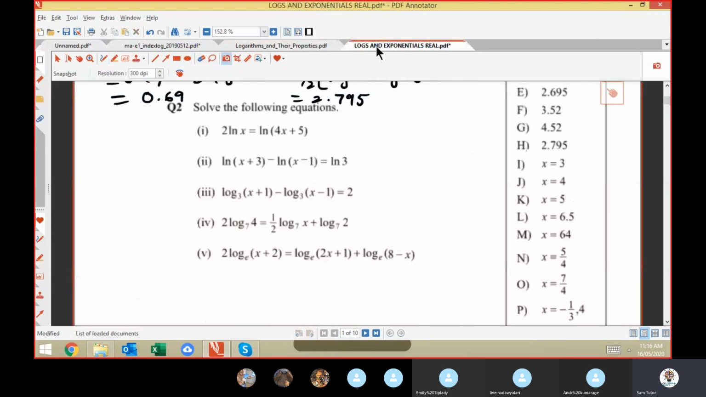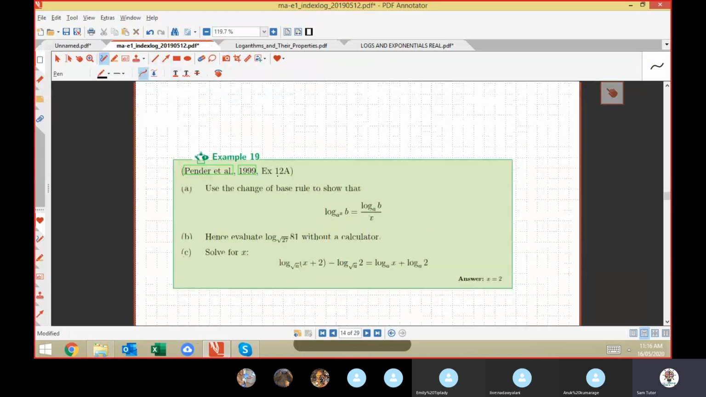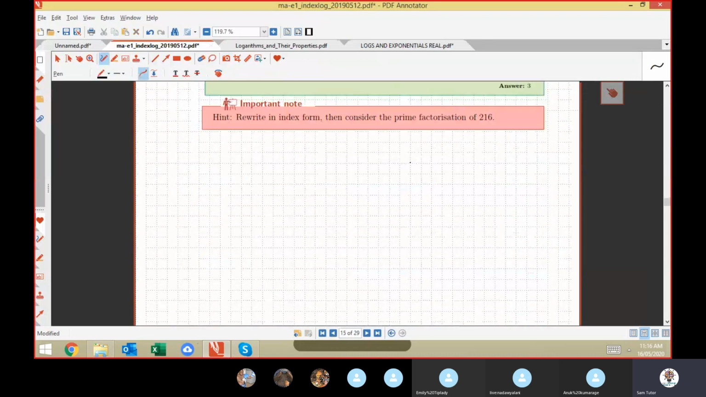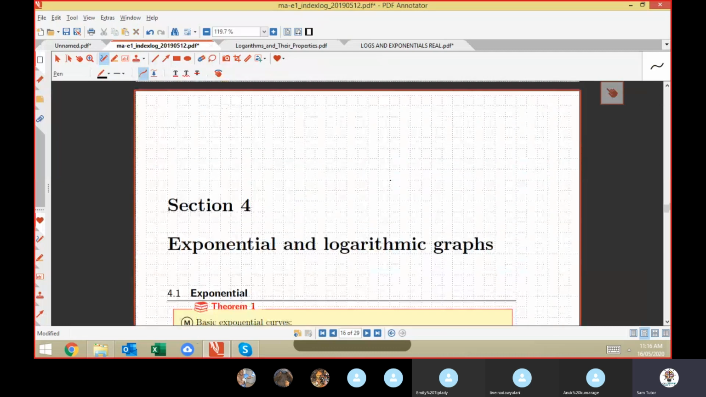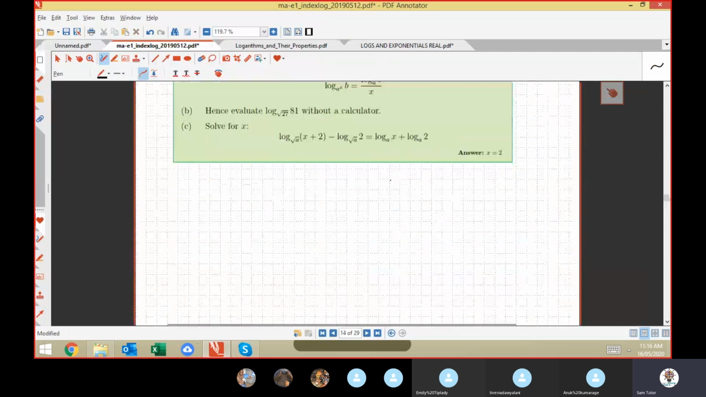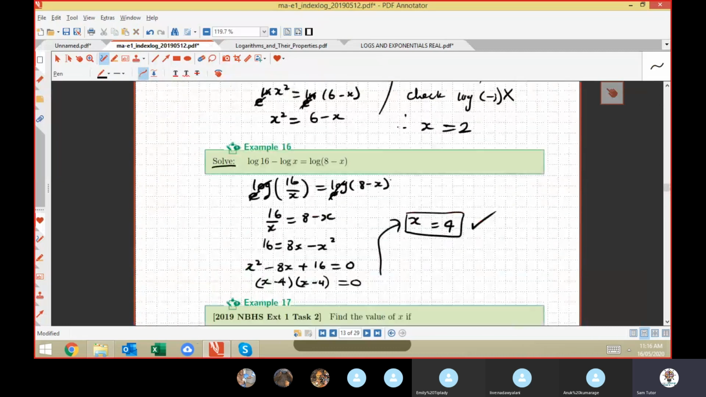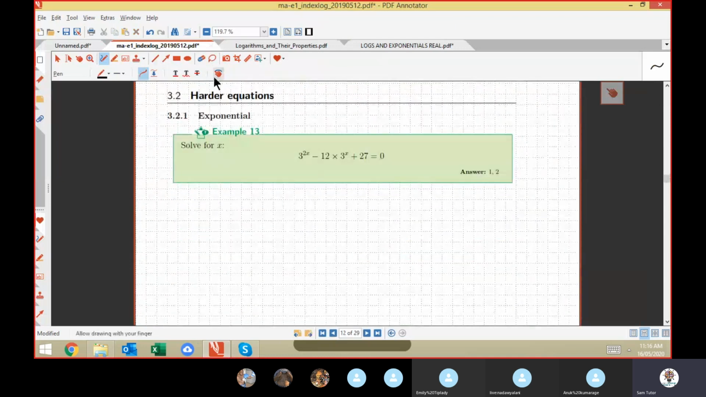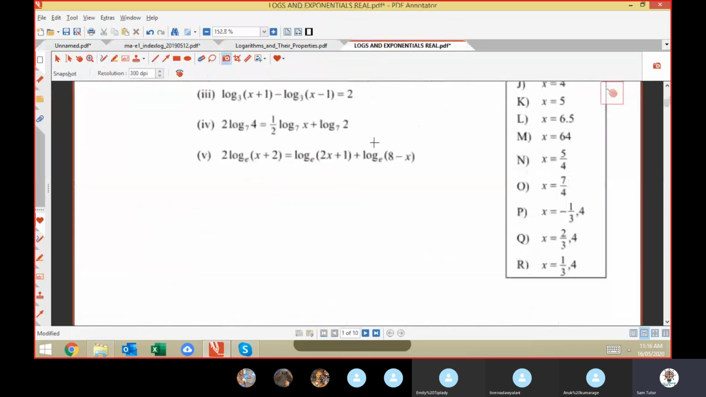Okay. If we don't have any questions, that's pretty much log equations done. I'll get to graphs. So that's log equations done. Let's do exponential equations. It's probably easier to start with this.